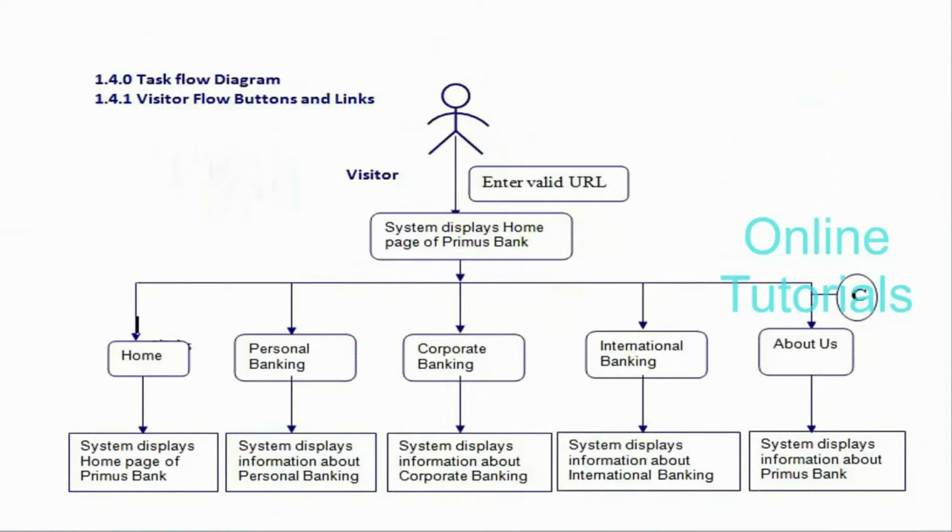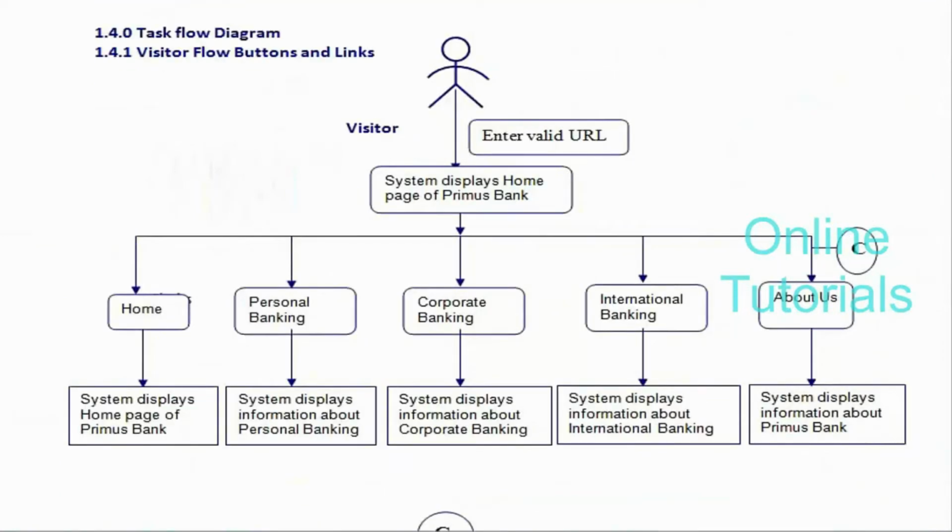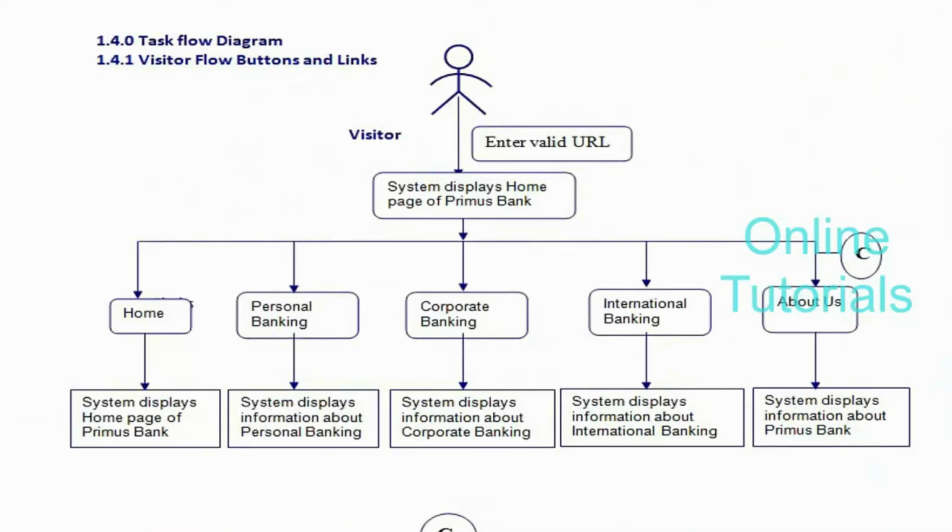Like that. Task flow diagrams are nothing but they give the navigation of the pages. If you click on some buttons or particular links, for which page it should redirect. It will give the information about the roadmap, or nothing but the connection links.